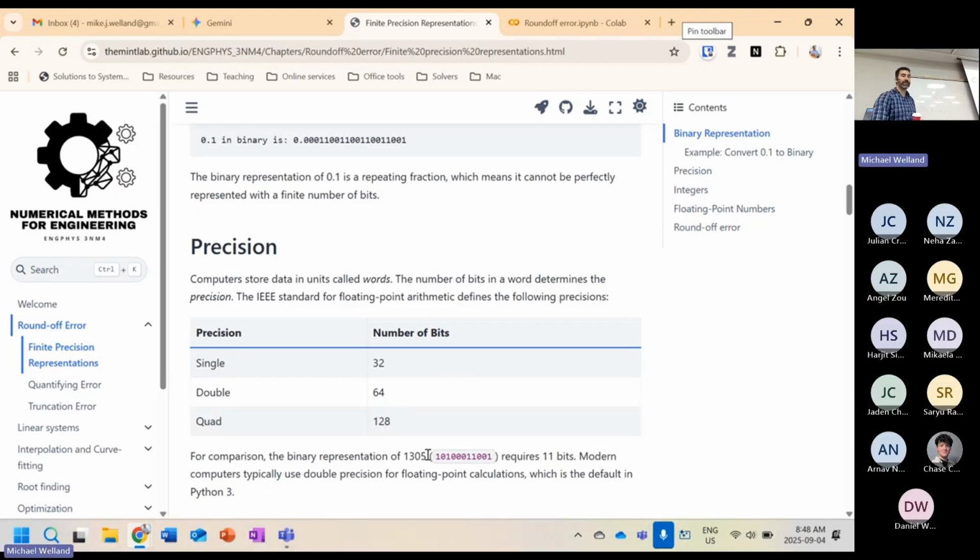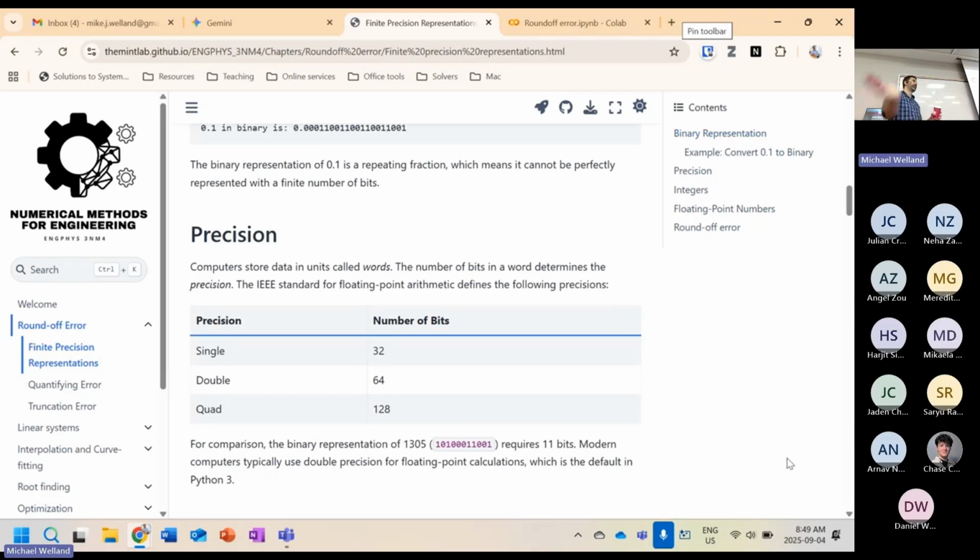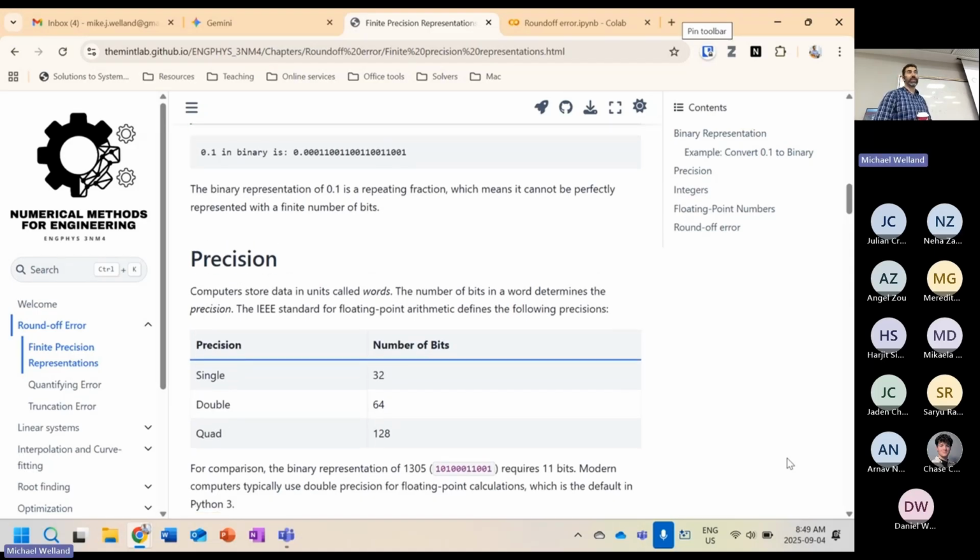Just for reference, the representation of 1305 requires 11 bits, but you can't just have a variable number of bits for every single word. It's just not algorithmically efficient, let alone scheduling and finding places for all these memory things. So what you would have to do is use leading zeros, or use floating point arithmetic, which is later on.